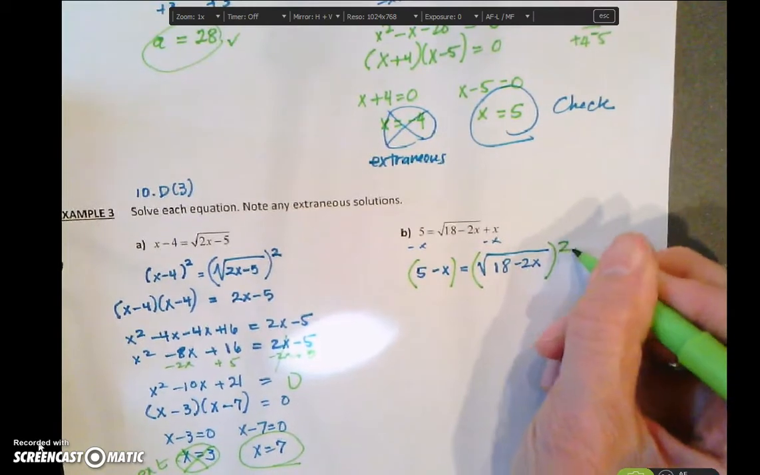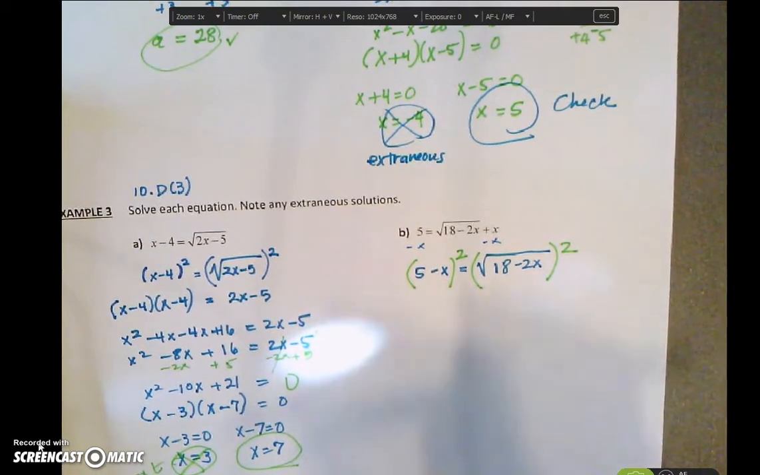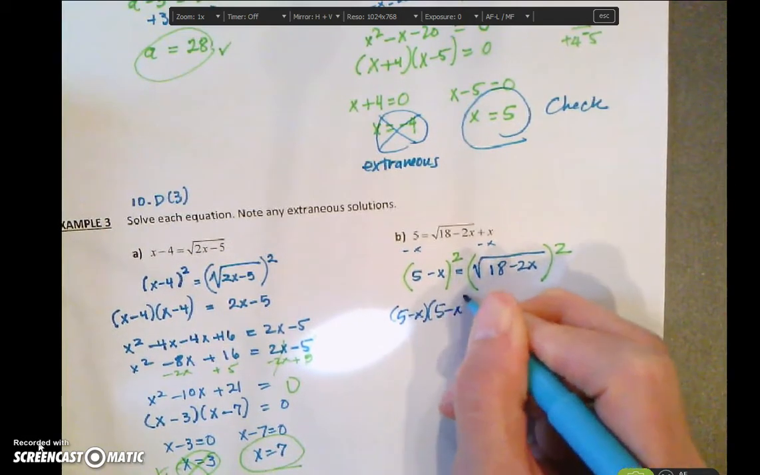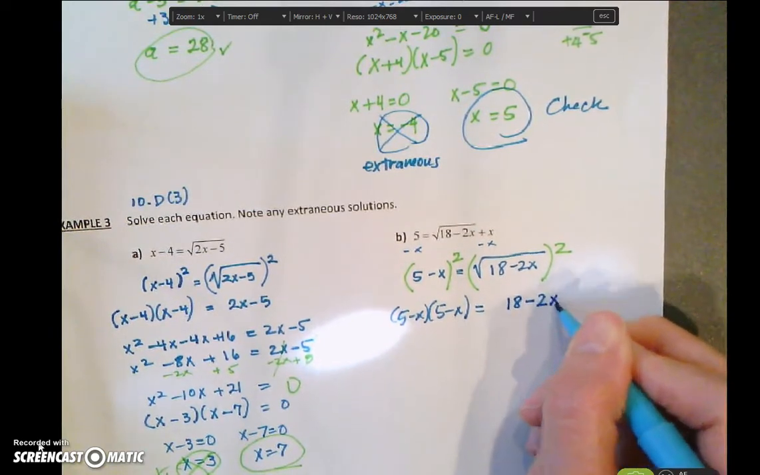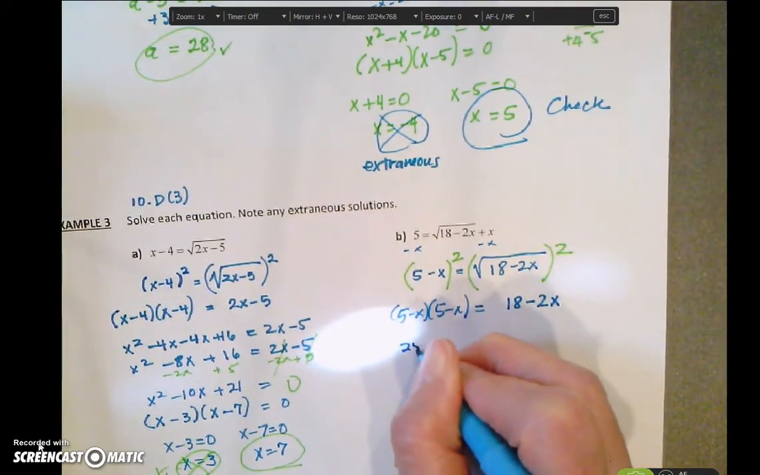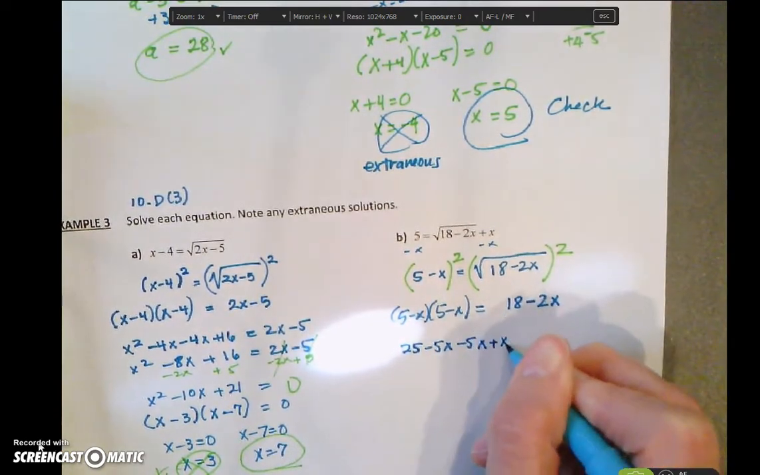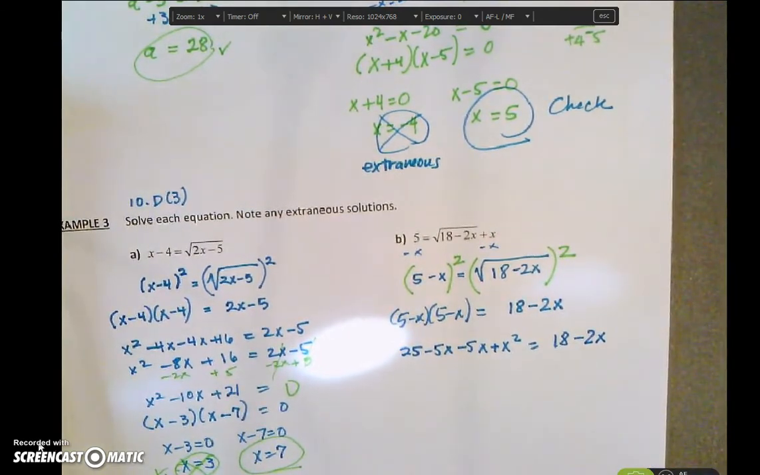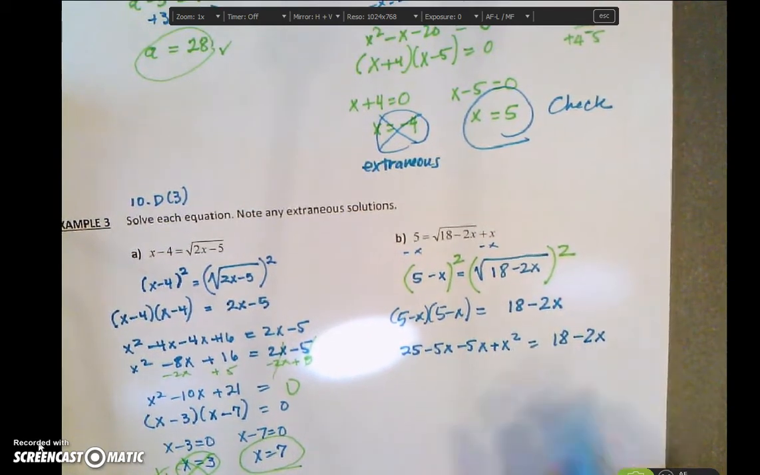There's that sides again. So square the entire side. And when I do that, I'm going to have over here 5 minus x times 5 minus x. And when I square my radical, the insides come out, the radicand comes out, 18 minus 2x. Double distribute, so I get 25 minus 5x, and then minus 5x plus x squared is equal to 18 minus 2x. So again, I observe I've got a square, so that means I want 0 over here.